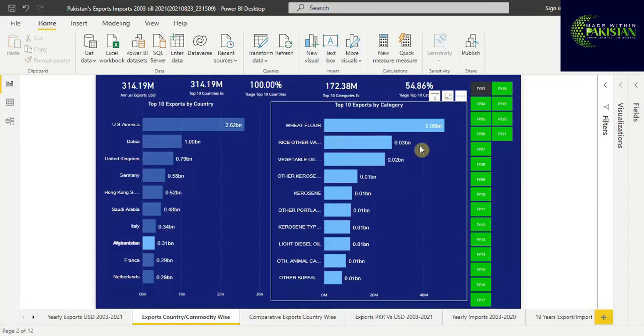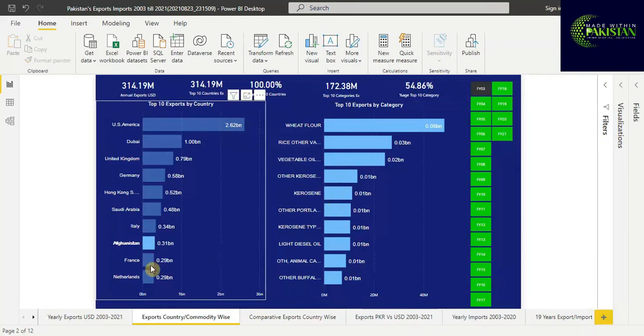Wheat, flour, 0.05. Rice, 0.03. Vegetable oil, 0.02. Other kerosene, 0.01. Kerosene, 0.01. Other poultry items, 0.01. Kerosene, 0.01. Light diesel, 0.01. Other animals, 0.01. Or other buffalo, 0.01. Means there is no textile exports to Afghanistan. Majority are the food items.